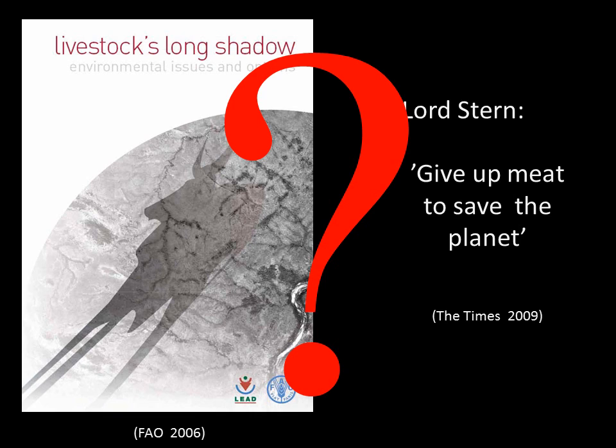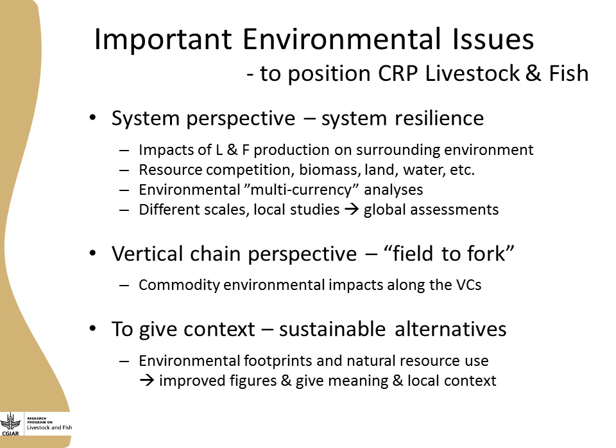So, livestock and fish, just like ILRI, must respond to the heavy criticism of environmental impacts from livestock and fish production. A milestone in this criticism is the book Livestock's Long Shadow from FAO in 2006. And then in parallel, we have the constant issue of greenhouse gases from ruminants, which made Lord Stern give the advice we should give up meat to save the planet. So we have to wonder, is this how we should do it? Just stop everything? Or what is our focus for the future? So, how should livestock and fish position itself to be able to give valuable answers?